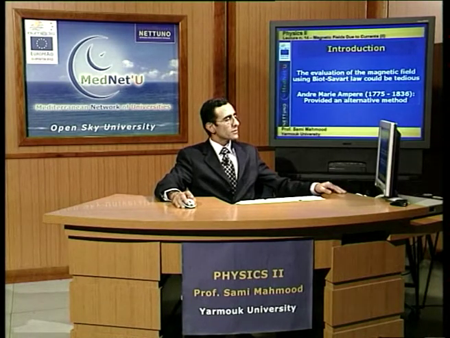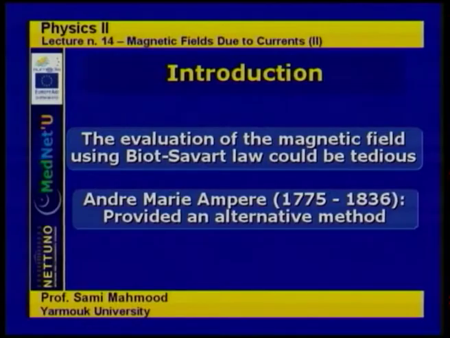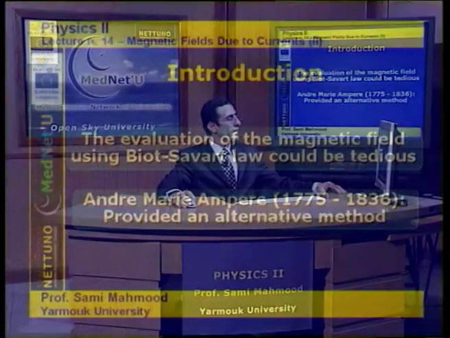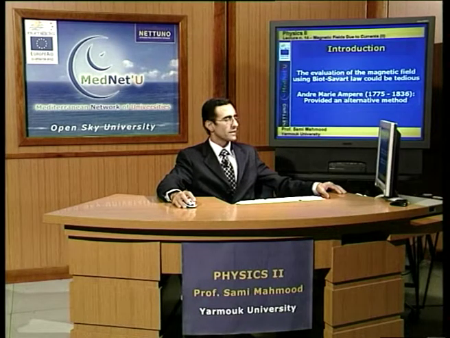So there are some cases where we can apply certain special symmetries of a problem to simplify the evaluation of the magnetic field. And in this context, André-Marie Ampere, who lived in the period 1775 to 1836, has provided an alternative method for calculating the magnetic field in special cases.